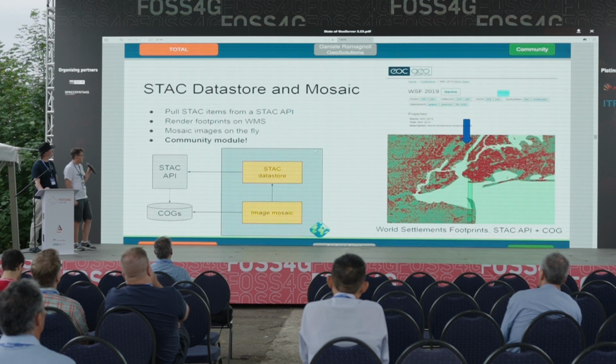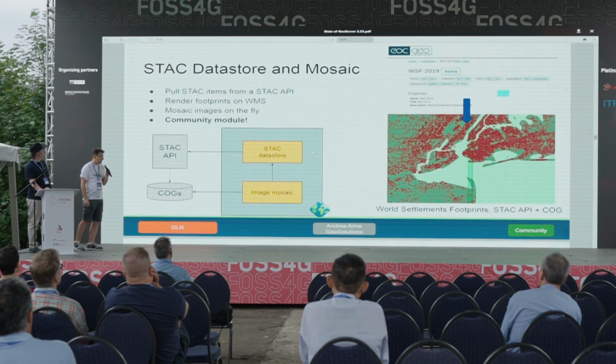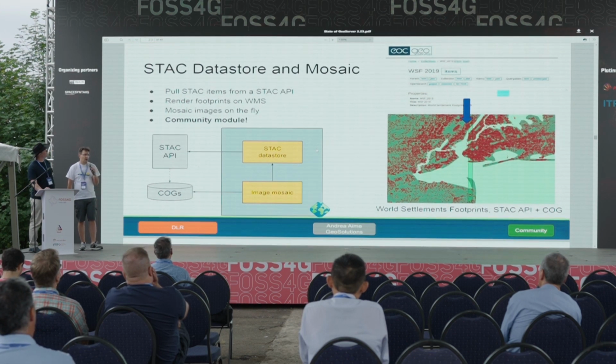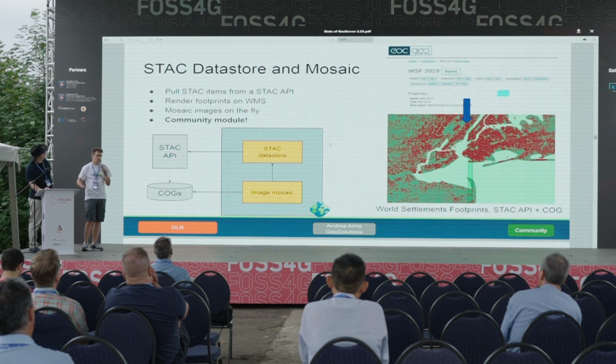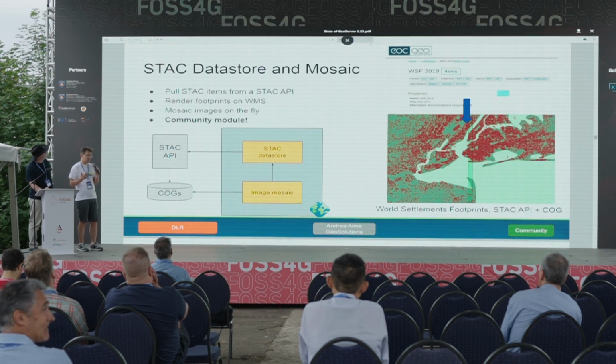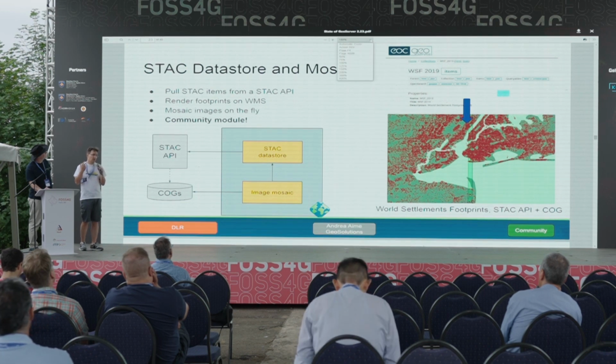We have been working on the Stack Data Store and Stack Mosaic. Stack Data Store can link to a Stack API and expose it as WFS, WMS as you like, but it can also be used as an index for a mosaic so that you can fetch data from, links from Stack and then mosaic the images into a map request.